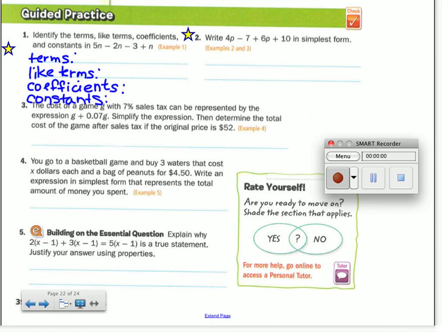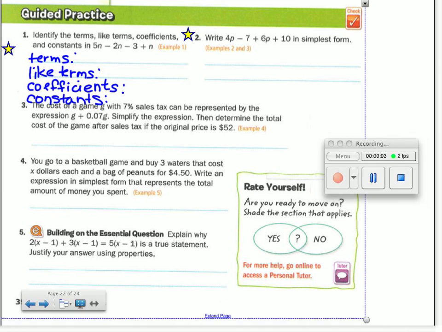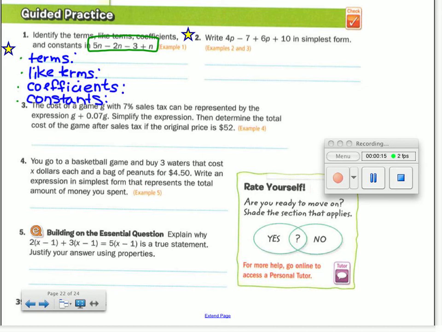Okay, so for number 1, it says identify the terms. So you're going to have to write the word terms, like terms, and you're going to need to write coefficients and constants. Terms are basically everything in this expression. You just put commas in between. So we're going to write 5n, comma. I know that looks like a minus, but we can write this as a negative 2n, comma, negative 3, comma, and n.